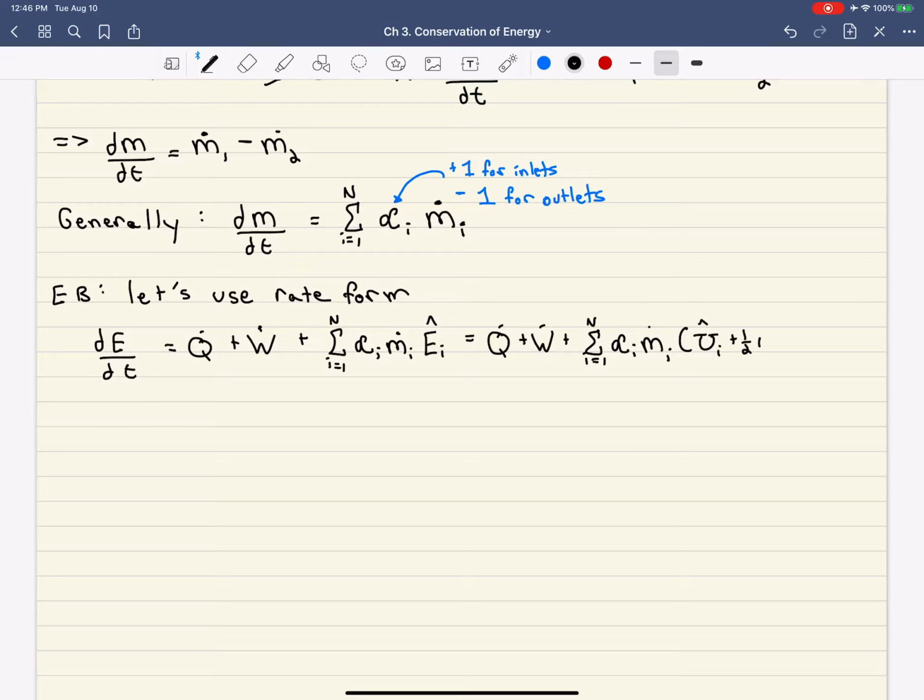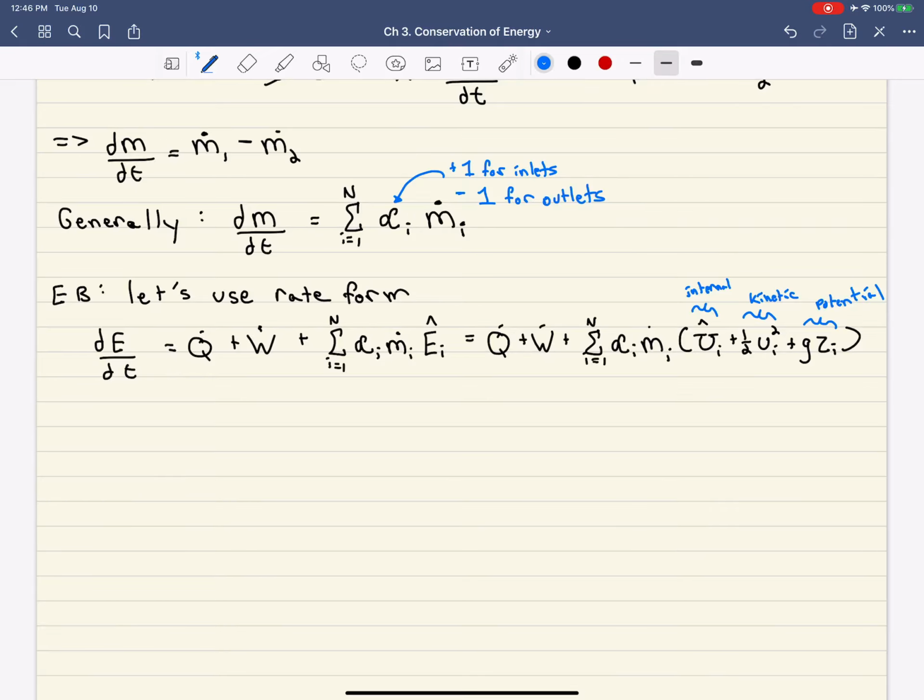Right. Where this lowercase u, that's what I'm using for velocity. Alright, and then I'll call this c sub i. And so just to emphasize, this is internal energy, this is the kinetic energy, and this is your potential. Alright, so all three of those contributions make up the energy.